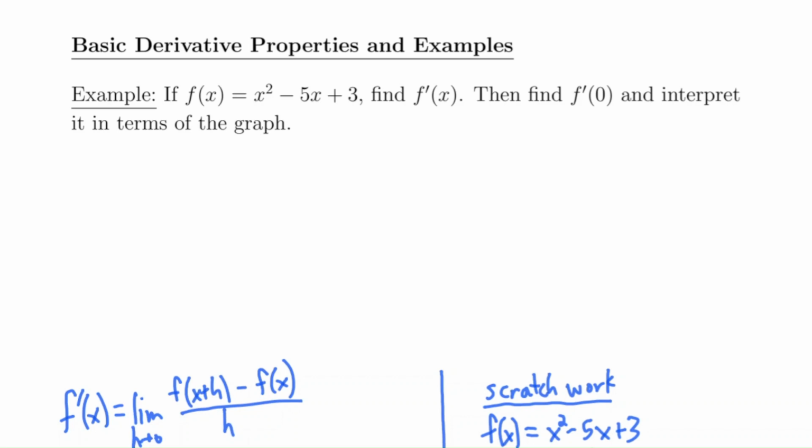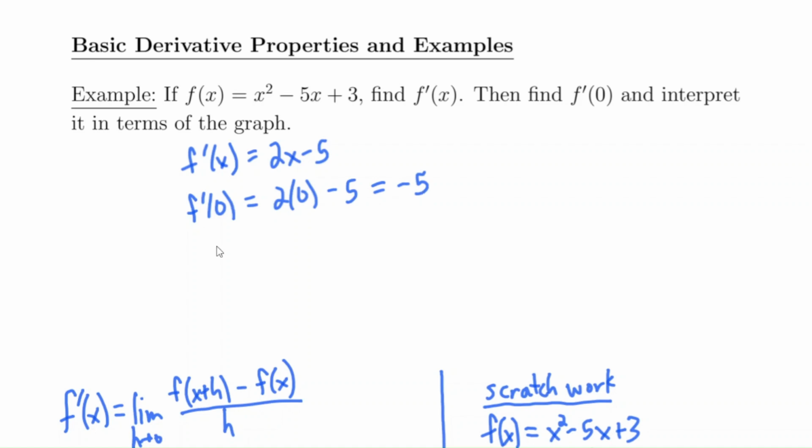Now, let me just say, once we know the rules for derivatives, once we know these little tricks, we'll be able to find the derivative almost immediately. In fact, I can just look at this and say f prime of x is going to be 2x minus 5. Once you know the rules, you'll just know that immediately. And so what this tells you is that f prime of 0 is, well, let's plug in 0 for x. It will be 2 times 0 minus 5, which is negative 5. So what that tells us is that the slope of the tangent line at 0 is negative 5.